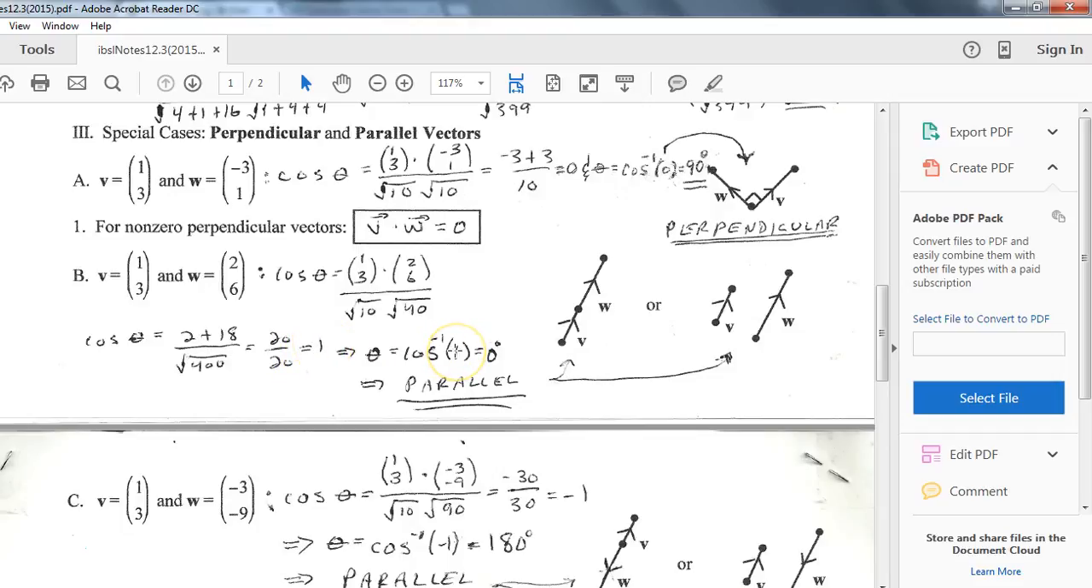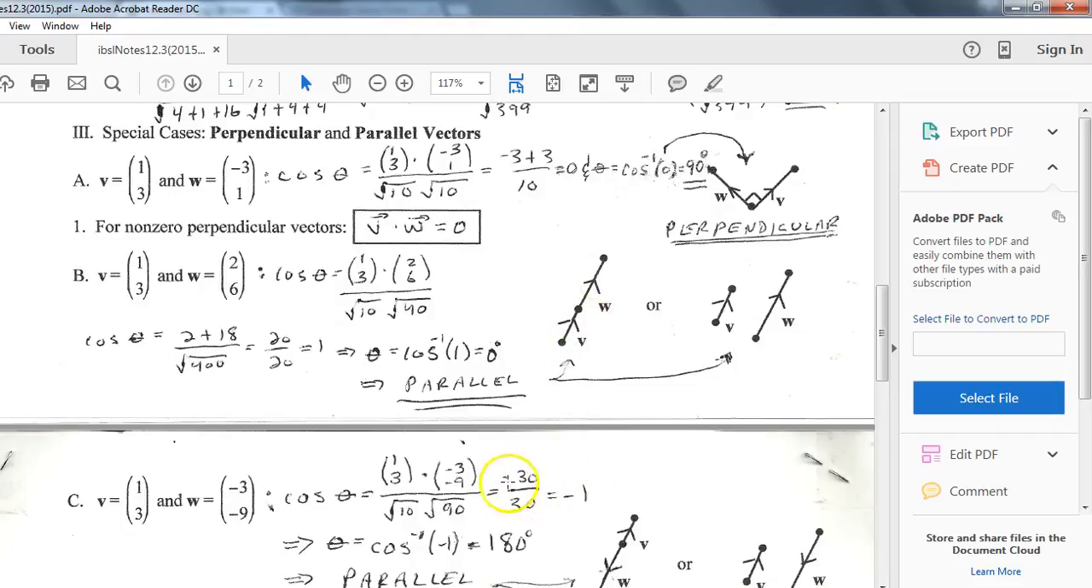Well, the angle where you have a cosine of 1 is 0 degrees. So that would tell you that there's no angle between them, which means you have parallel lines. If it is 0, that means you have parallel vectors running the same direction.